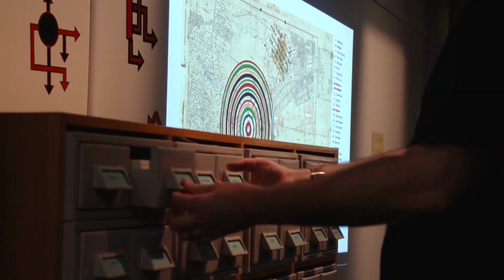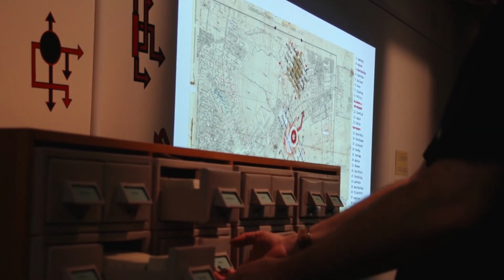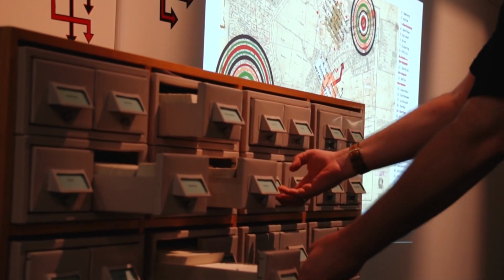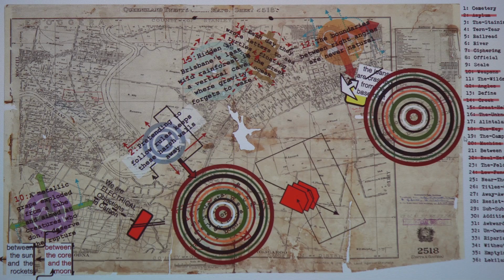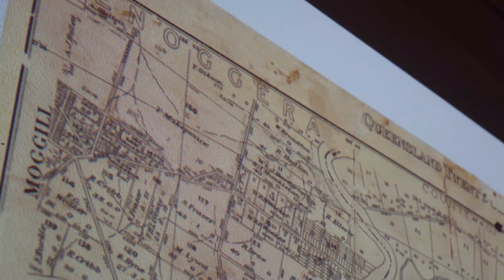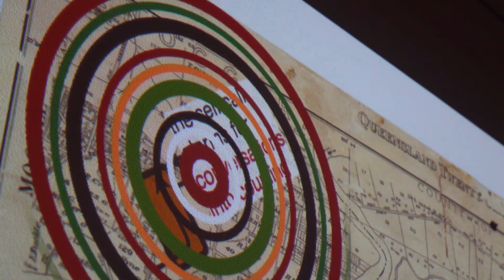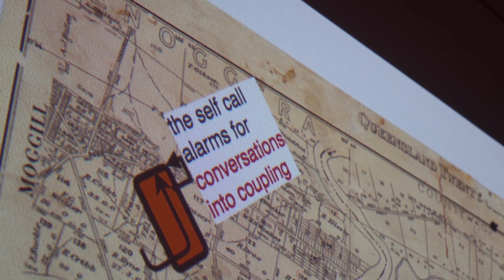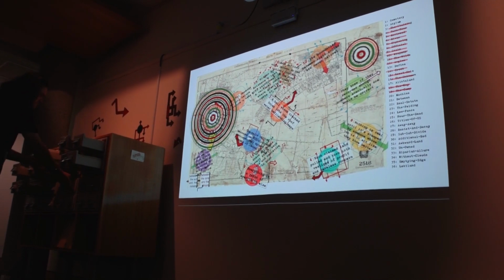So what I've done is the interface is the cabinet. You pull the drawers out, you push them in, and that drives the content. The content is actually a poetic interpretation of an old Brisbane map. And so each of the drawers represents a different point on the map.